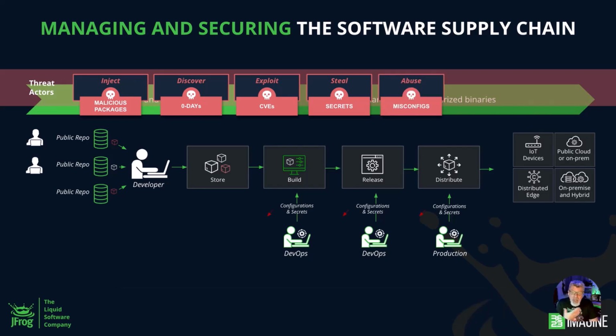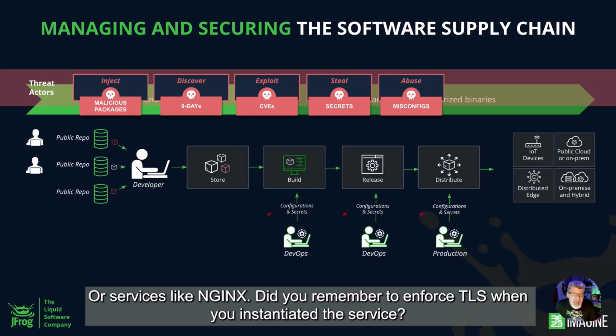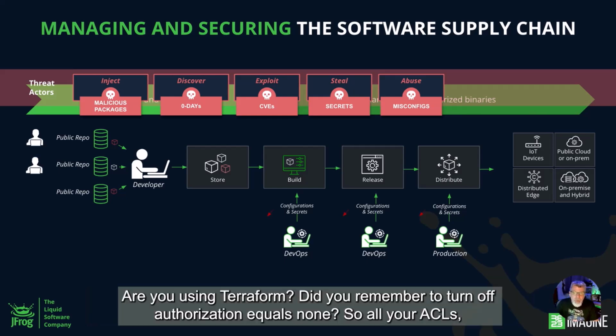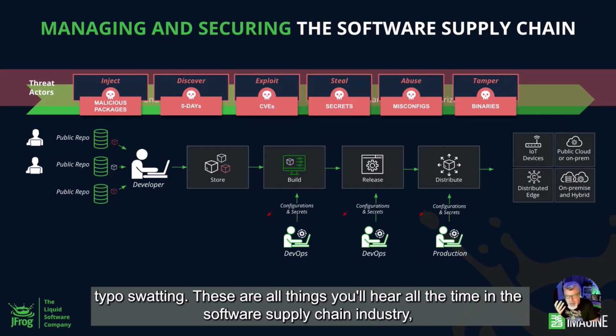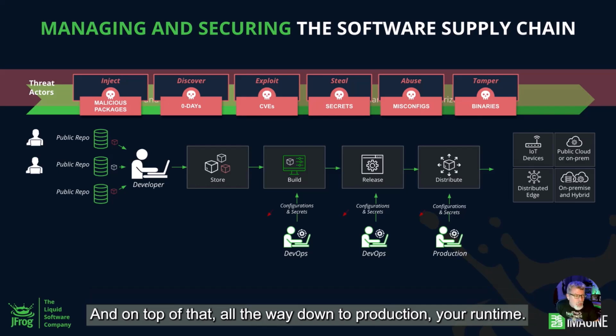Also, misconfiguration. That's a huge one. We have the ability in our platform to detect misconfigurations of certain applications or services like Nginx. Did you remember to enforce TLS when you instantiated the service? Are you using Terraform? Did you remember to turn off authorization equals none, so all your ACLs, all your access controls, all work properly? Also, have these been tampered with? Binary spoofing, typosquatting. These are all things you'll hear all the time in the software supply chain industry, and they affect corporations a lot. And millions upon millions of dollars is spent every year trying to protect organizations.